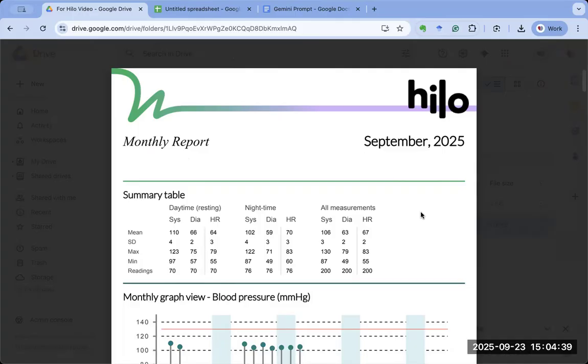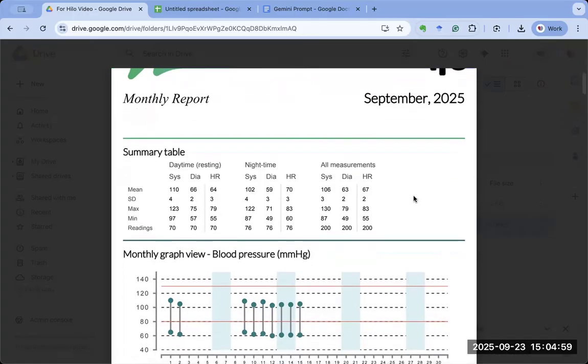What I suggest most of you do, and you've done it, is if you want to share it, share one with my clinic, to my clinic email ID, and also email it to yourself. So this is what a report looks like.